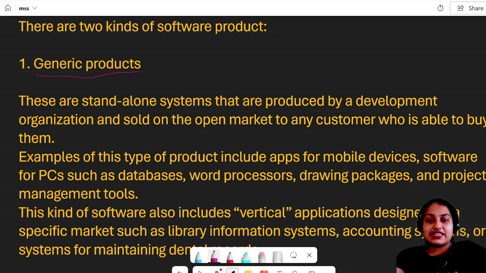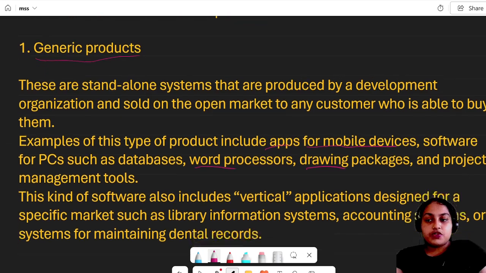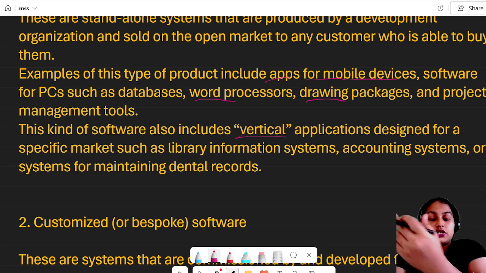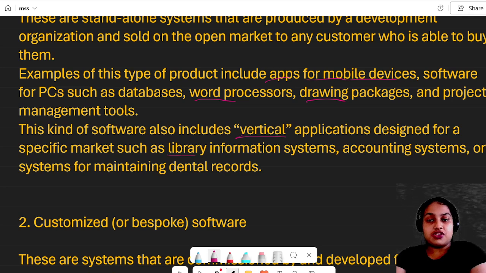If we go for the examples, we have applications for mobile devices, then software for PCs such as databases, word processors, drawing packages, project management tools. All these things, anyone can use. This kind of software also includes vertical applications designed for a specific market, such as library information systems, accounting systems, or systems for maintaining dental records. These are all examples. So this is most generalized.